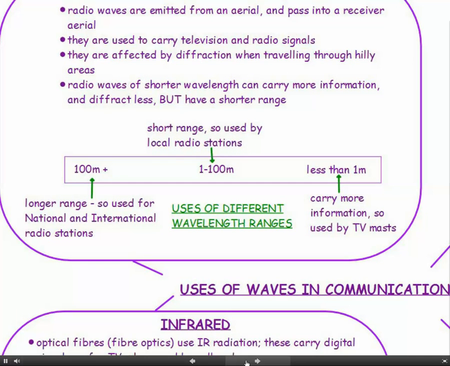So let's look at the uses of the different wavelength ranges. On the left, the longer wavelengths. These have a longer range, they travel further, so they're used for national and international radio stations. Short range, classed as 1 to 100 metres, these are used by local radio stations, and if the waves are less than 1 metre, now these can carry more information because there are more pulses, so these are used by TV masts.